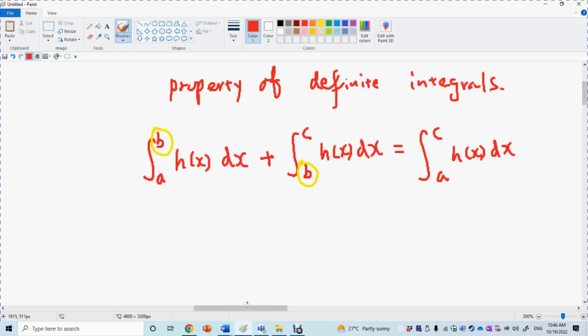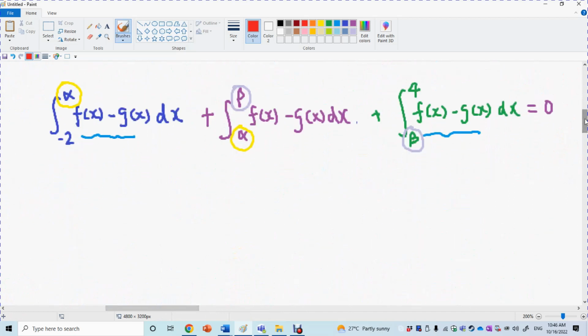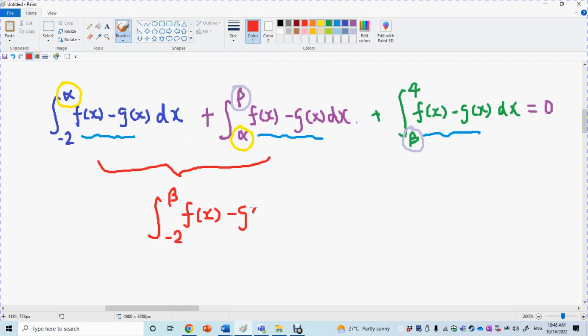So I'm going to use that one to combine my three integrals here. First I'm going to combine these two, from minus 2 to alpha and alpha to beta, and you have to make sure the content of the integral must be the same. That means fx minus gx here. If I combine them, from minus 2 to alpha the same, so I'm not going to write alpha again. It becomes like that one.